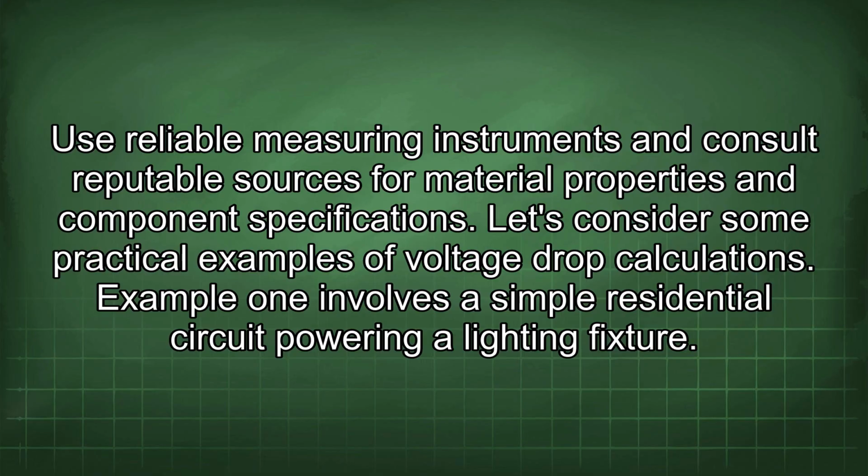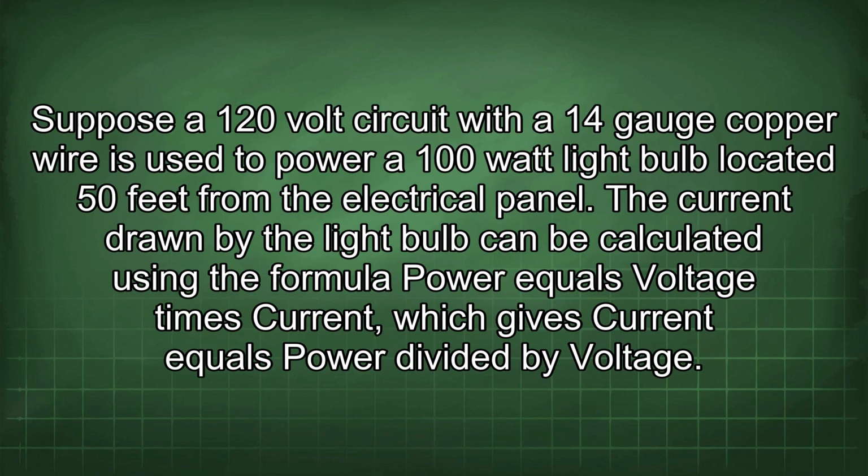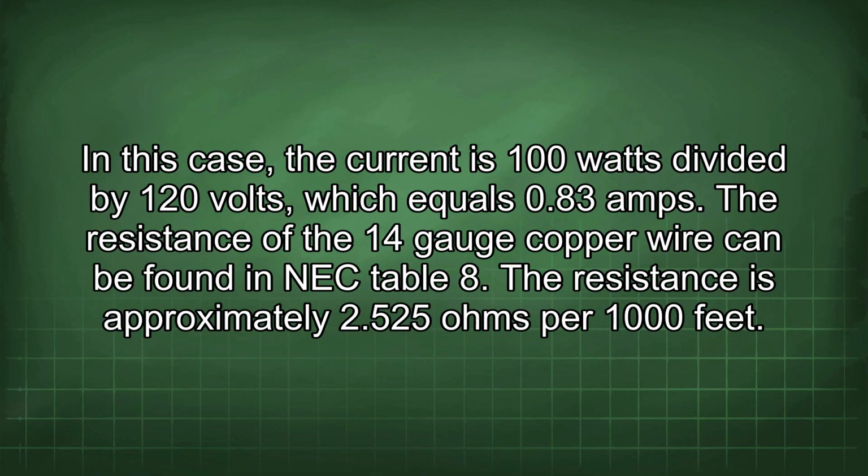Example 1 involves a simple residential circuit powering a lighting fixture. Suppose a 120-volt circuit with a 14-gauge copper wire is used to power a 100-watt light bulb located 50 feet from the electrical panel. The current drawn by the light bulb can be calculated using the formula power equals voltage times current, which gives current equals power divided by voltage. In this case, the current is 100 watts divided by 120 volts, which equals 0.83 amps.